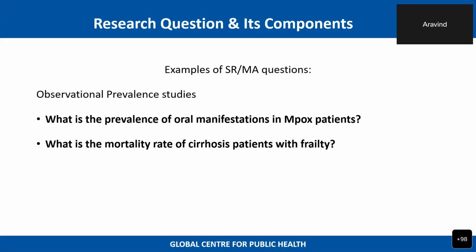The second example, which we are currently working on, is: What is the mortality rate of cirrhosis patients with frailty? Frailty is a concept usually associated with geriatrics, but these days it is also associated with chronic diseases. It is an overall comprehensive concept wherein, due to the aging process, your body shuts down in aspects of immunity and you become prone to diseases. So that is the concept of frailty, and we are working on the mortality rate of cirrhosis patients with frailty.